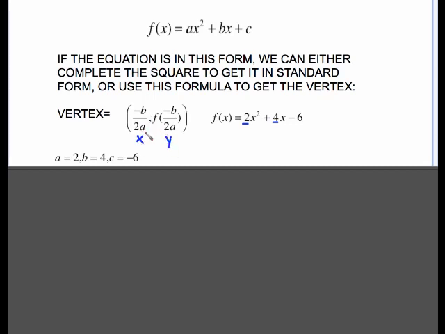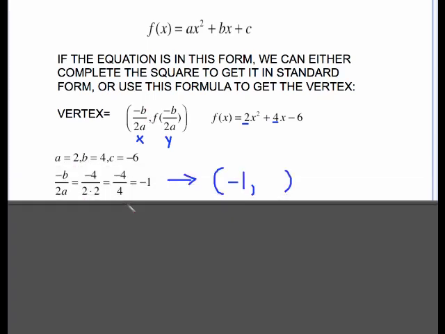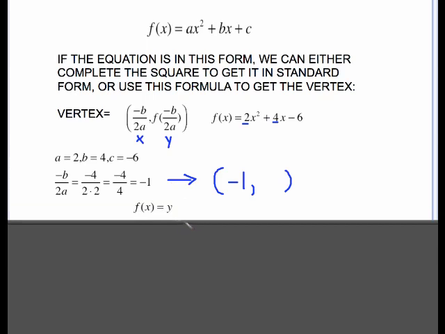So to find the x coordinate, I just need to plug in this information right here. So I'm going to have negative 4 over 2 times 2, which is negative 4 over 4, which gives me negative 1. Negative 1 is the x coordinate of my vertex. I need to find my y coordinate. Recall that f of x is the same thing as y. So this right here is telling me how to find the y. It's telling me to apply the function to negative b over 2a, which is my negative 1.